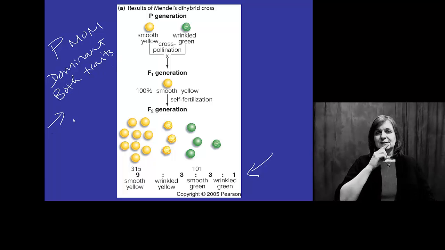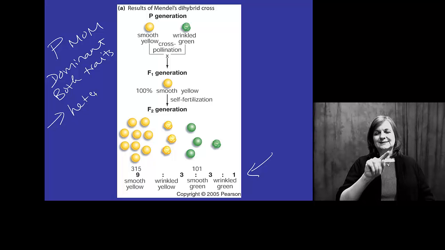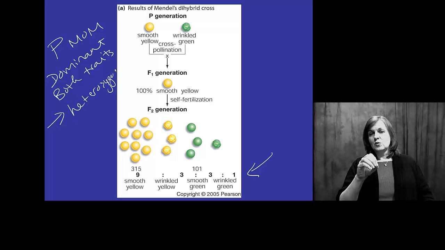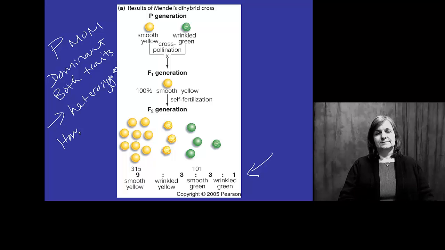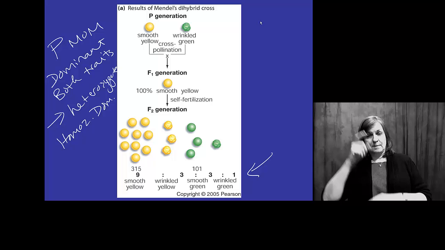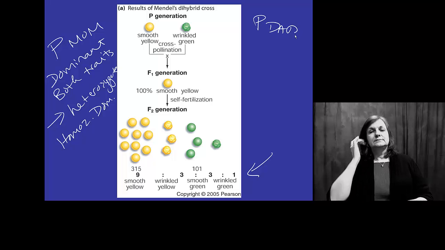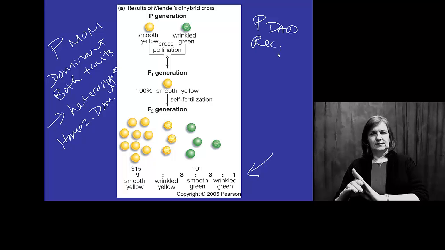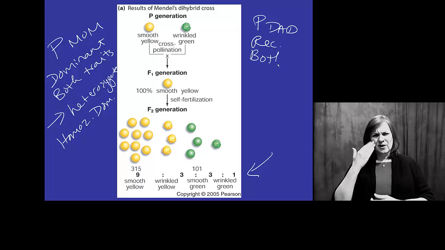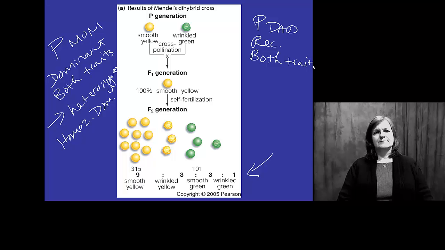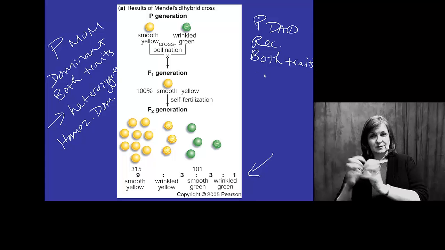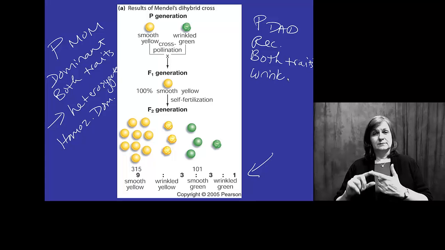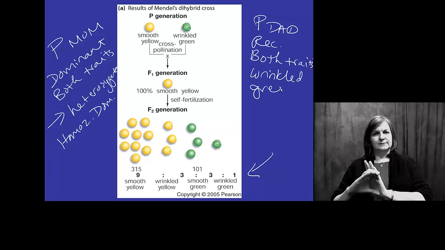But we don't know if mom was a heterozygote or a homozygous dominant. P dad is recessive for both traits. How do I know that? Wrinkled is recessive, green is recessive.